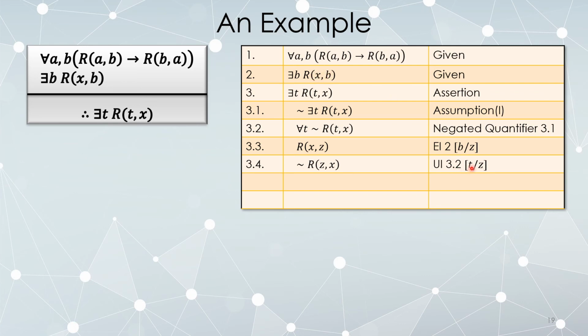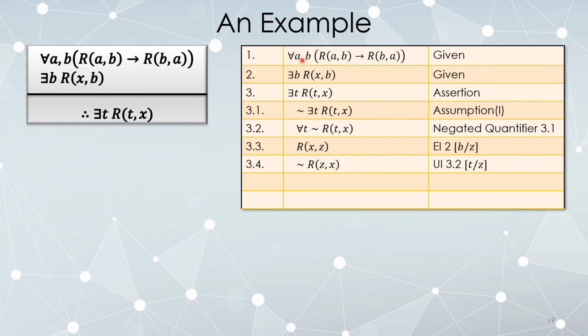And I want to replace t with z in line 3.2 so I get not r of zx. So what we've generated is r of xz and not r of zx. Now these do not immediately contradict one another. The fact that x is on the left and z is on the right, versus z on the left and x on the right, means these are different statements. So if I were to conjoin these two things, I would not yet have a contradiction.